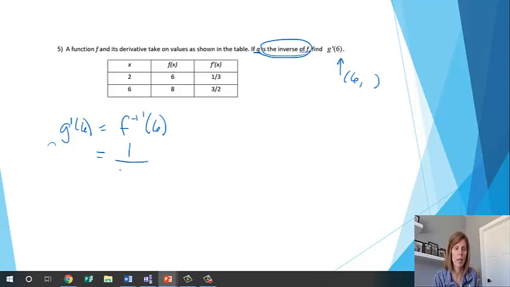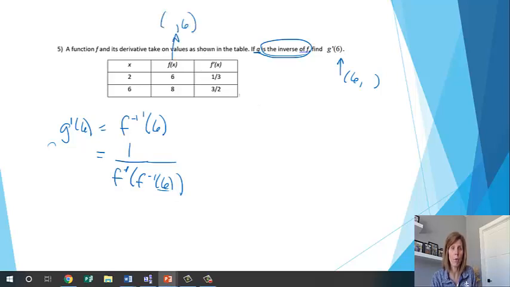I'm going to go ahead and write the formula. I'm going to have 1 over f prime of f inverse of 6, just again taking it from the formula. Okay, so the biggest thing is f inverse is an inverse, and this is an x value on the inverse. So on the original function now, it is going to be a y value, all right? So if I look at where on this original function is a y value of 6, it's right here when x is equal to 2.